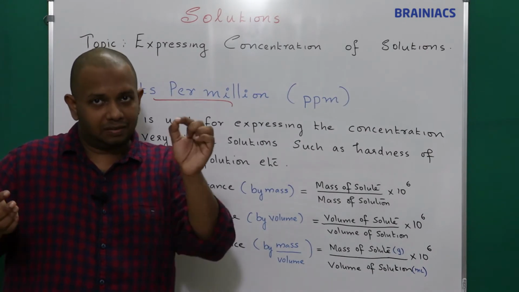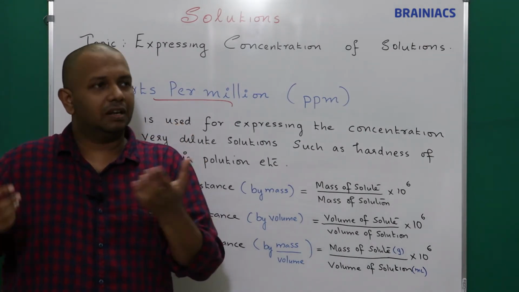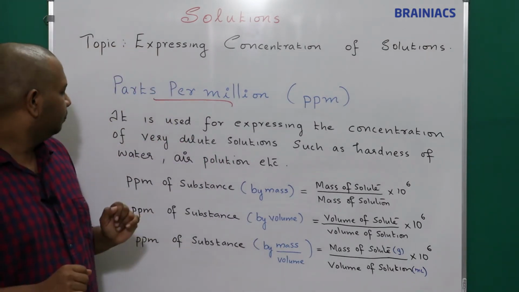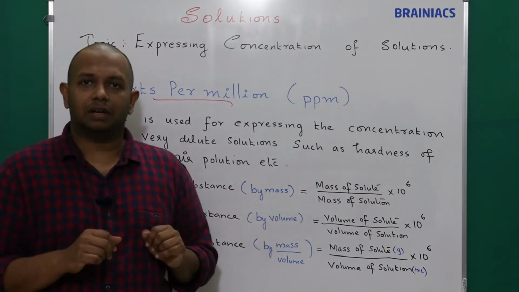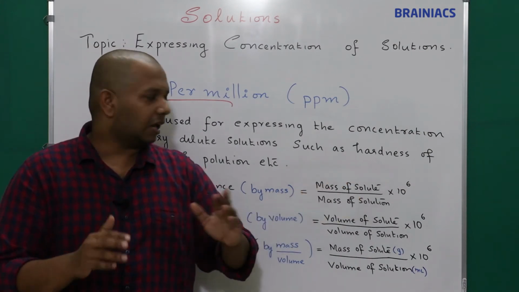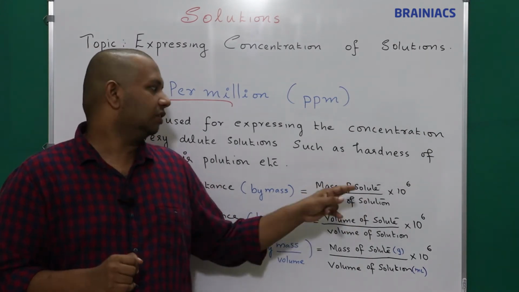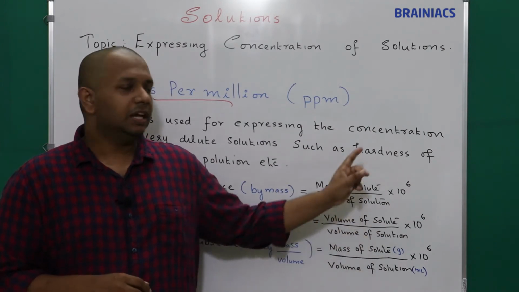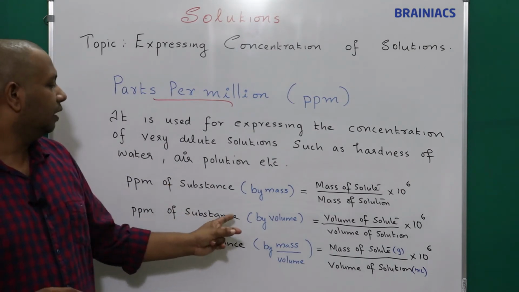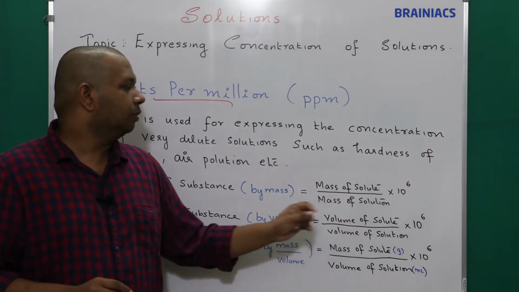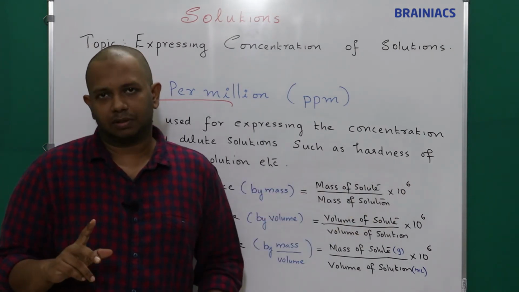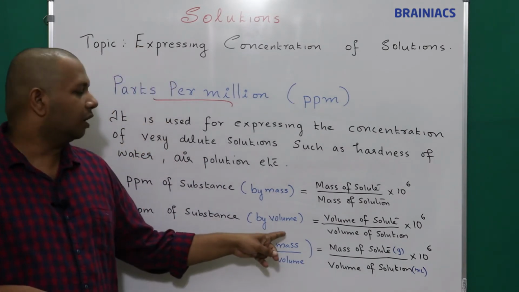So with parts per million, we say among the millions how many parts are there, that is the exact meaning. Now if you see here, parts per million can be expressed in three different ways. If you express by mass, that means the solute will be in mass, and the solution will also be in mass. That is mass of the solute by mass of the solution into 10 power 6, very important, 1 million. And parts per million by volume: it will become volume of the solute by volume of the solution into 10 power 6.